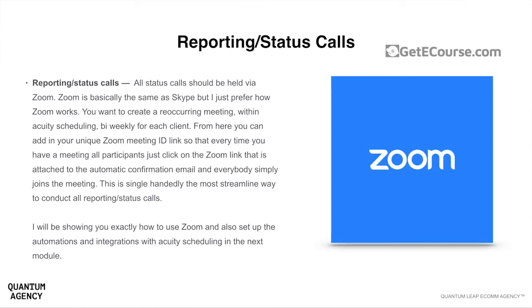As you know, these reporting calls are always held bi-weekly, so you want to create a recurring meeting within Acuity Scheduling, so that every other week at the same time, the meetings are automatically scheduled. From here, you can add in your unique Zoom meeting ID link, so that every time you have a meeting, all participants just click on the Zoom link attached to the automatic confirmation email, and everybody simply joins the meeting, okay? This is single-handedly the most streamlined way to conduct all reporting and status calls.